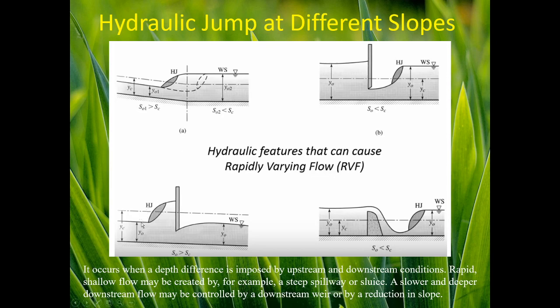A hydraulic jump happened at the upstream, and we have a rapidly varying flow, where the flow depth at the upstream increases to be more than a critical depth.